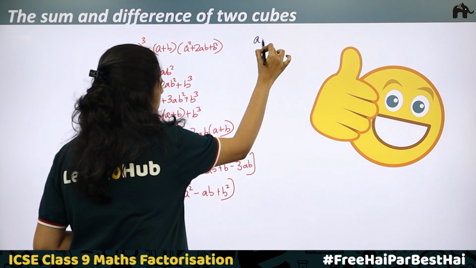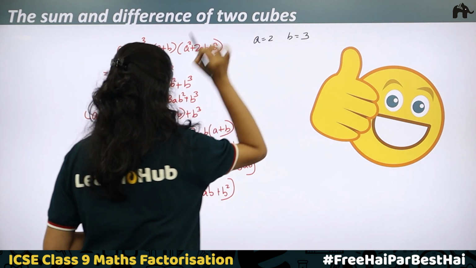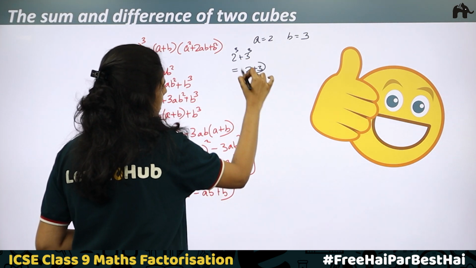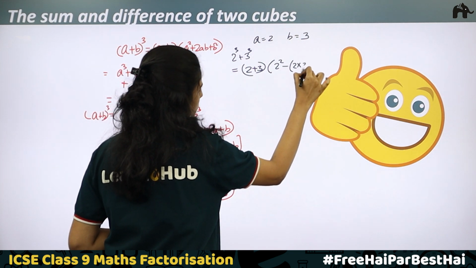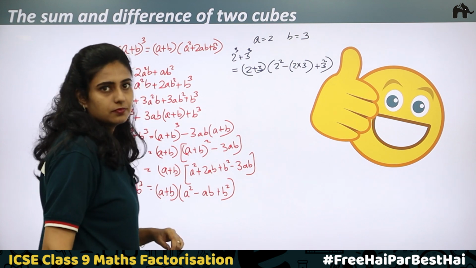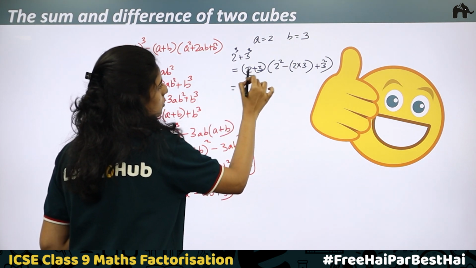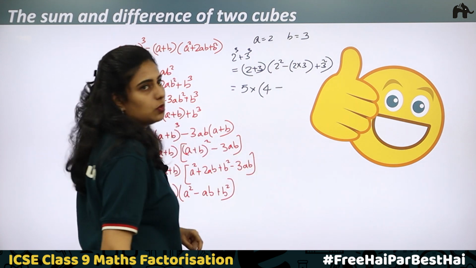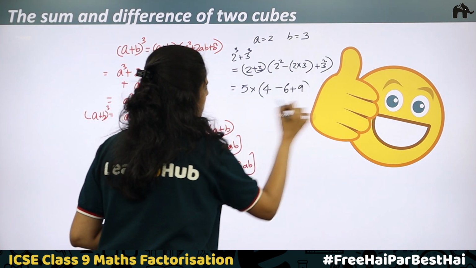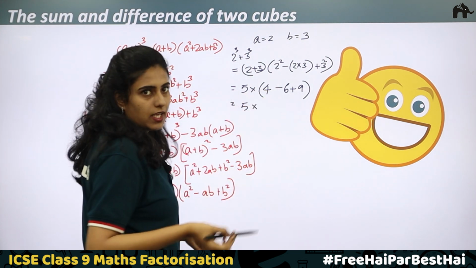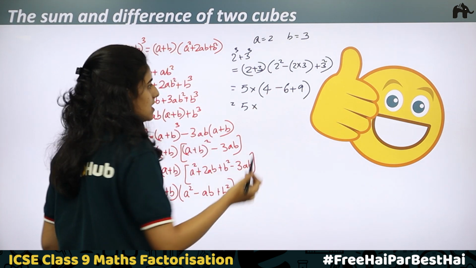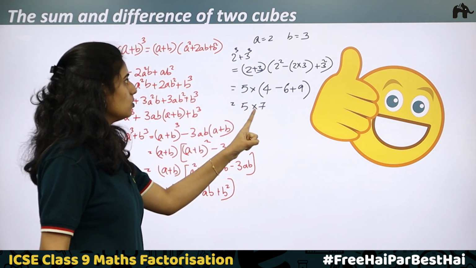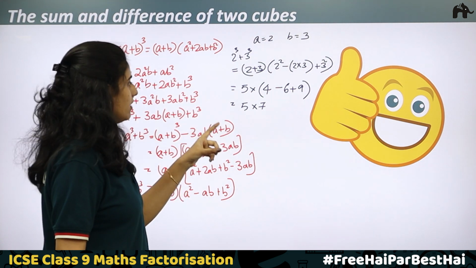Let's take a is equal to 2, b is equal to 3. Then 2 cube plus 3 cube will be equal to (2 plus 3) into (2 square minus 2 into 3 plus 3 square), which is equal to 2 plus 3 is 5, 2 square is 4 minus 2 into 3, 2 into 3 is 6, plus 3 square 9, which is equal to 5 into (4 minus 6 plus 9). Minus 2 plus 9 is 7. So what is 2 cube plus 3 cube? 2 cube plus 3 cube is equal to 5 into 7. So 5 and 7 are the factors.